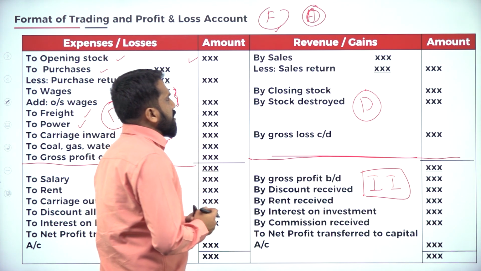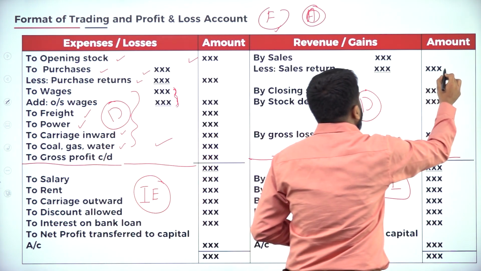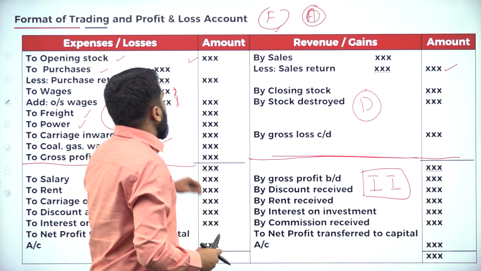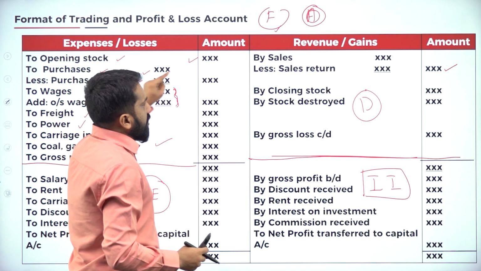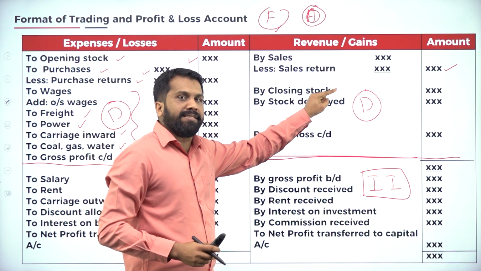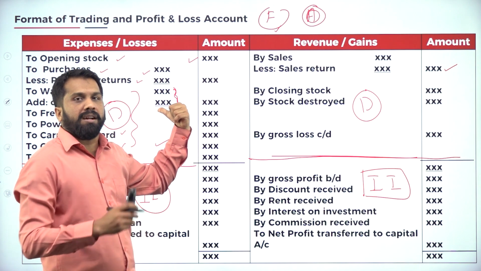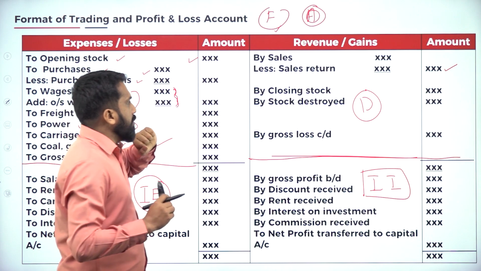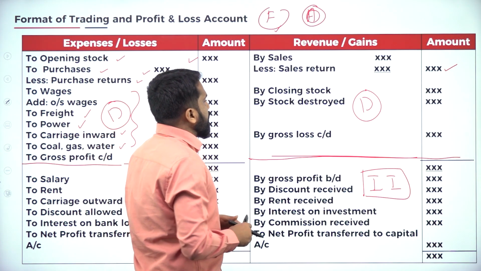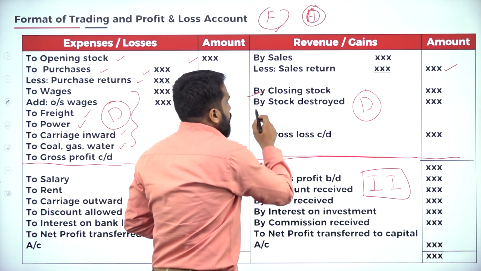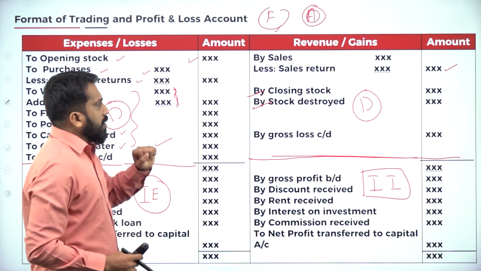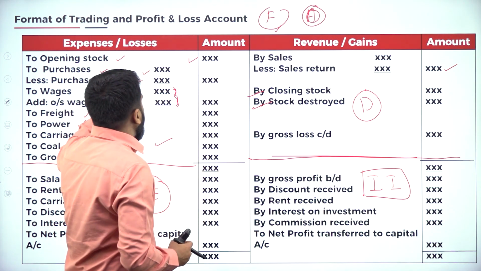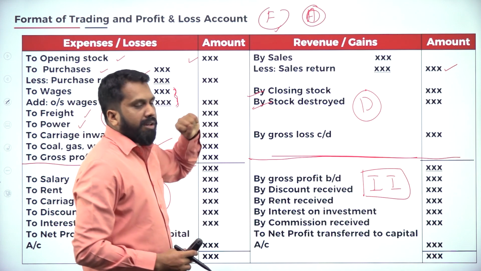Now, on the credit side you will get sales minus sales return. See, if you have purchases, you should have the opposite, sales. If you have purchase return, opposite you must have sales return. Along with that, you have closing stock and stock destroyed. Closing stock, as I told you, if you have opening, you must have closing also.